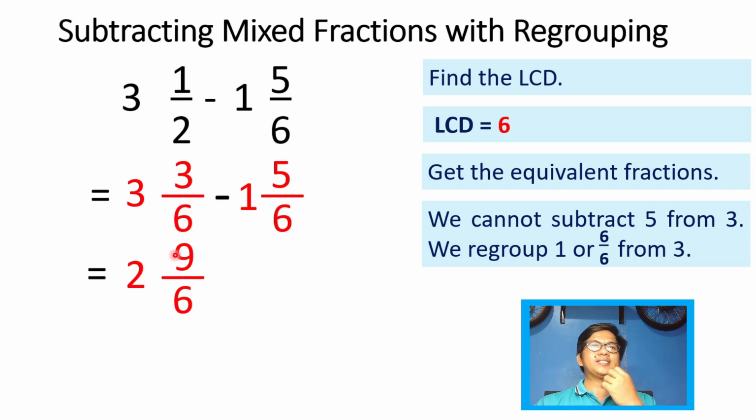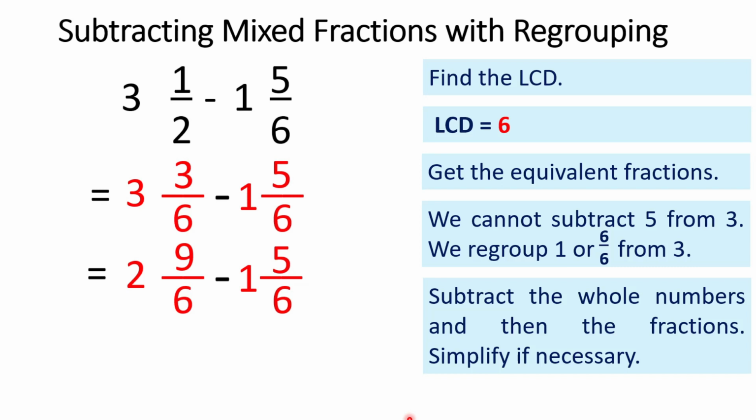Pero, in case na hindi pa rin enough yung borrowing mo, same procedure pa rin. Mag-borrow ka pa rin ng 1, tapos i-add mo yung denominator mo dun sa numerator. Yun lang yung technique, okay? But this time, isa lang yung binarrow natin kasi 9 over 6 will be enough to subtract 5 over 6.